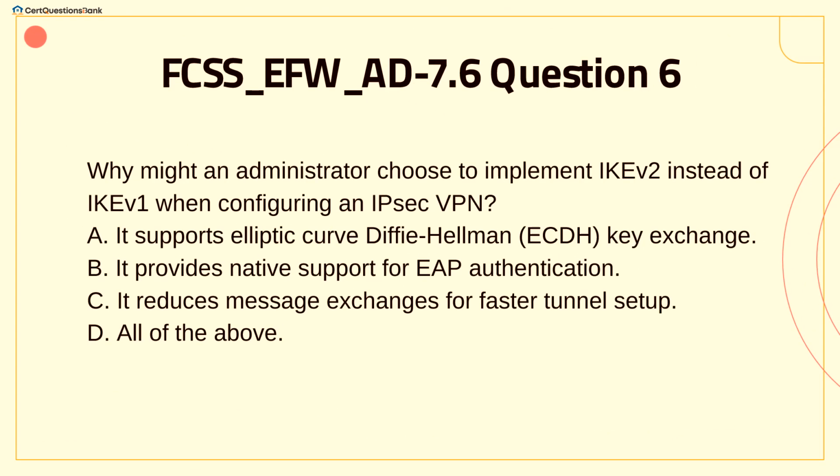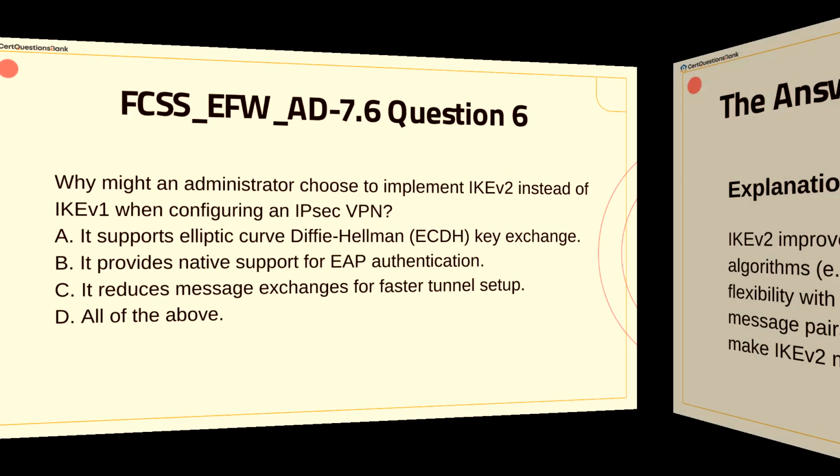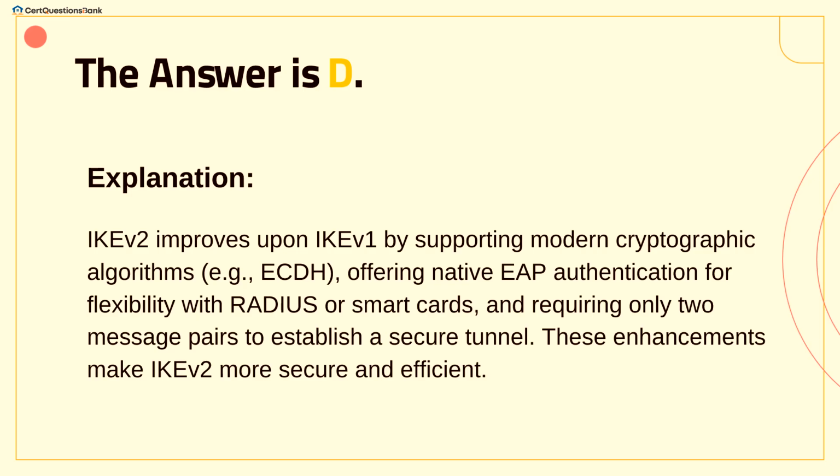Why might an administrator choose to implement IKEv2 instead of IKEv1 when configuring an IPsec VPN? A. It supports elliptic curve Diffie-Hellman (ECDH) key exchange. B. It provides native support for EAP authentication. C. It reduces message exchanges for faster tunnel setup. D. All of the above. The answer is D.